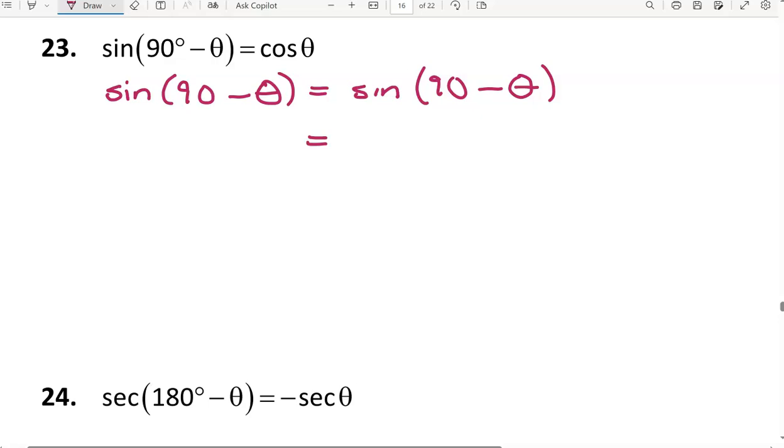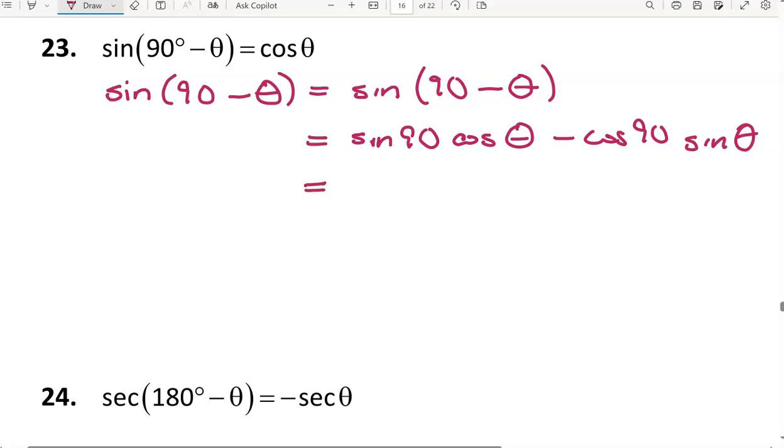So on the right side, we're going to transform this until it turns into a cosine of theta. Now using the sine of a minus b is the sine of a times the cosine of b minus the cosine of a times the sine of b as an identity, we can re-express the sine of 90 minus theta. And now the sine of 90 degrees is 1, and the cosine of 90 degrees is 0.